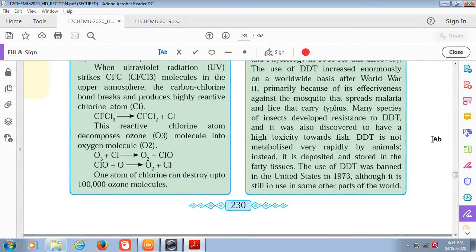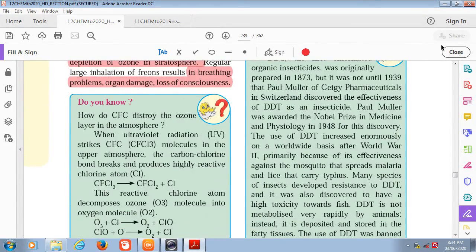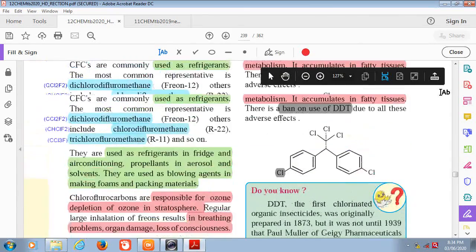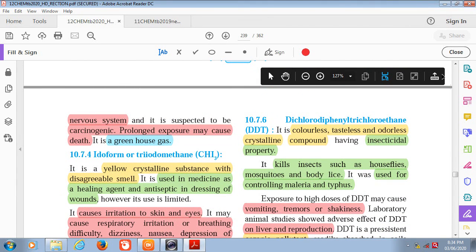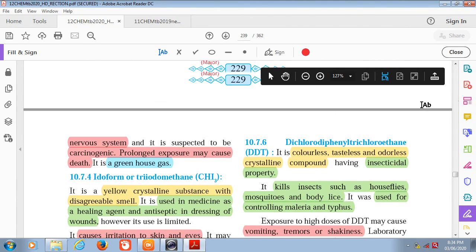So we'll stop here. Remember these uses, and the side effects of these haloarenes and alkyl halides.